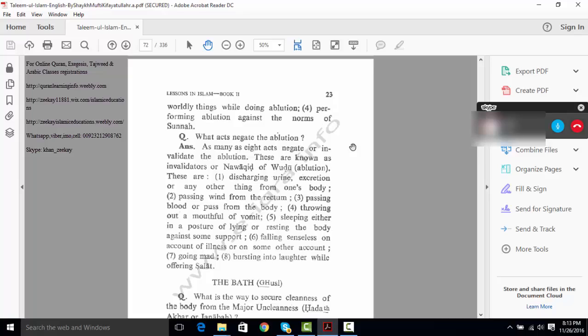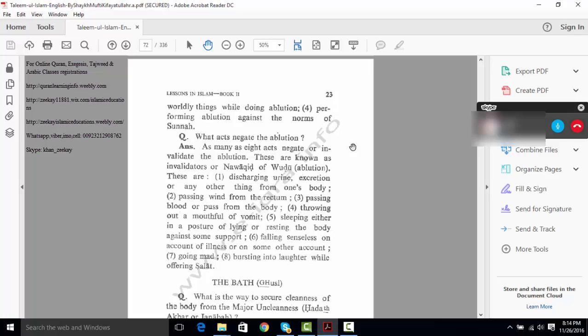So these are: number one, discharging urine, excretion, or any other thing from one's body. Number two, passing wind from the rectum. Number three, passing blood or pus from the body. Number four, throwing out a mouthful of vomit. If you have thrown up a mouthful, then it will invalidate your ablution. Understand?